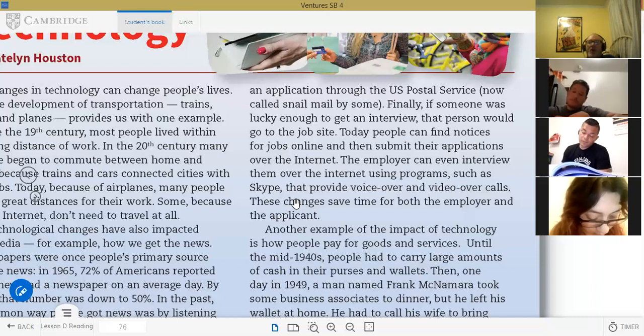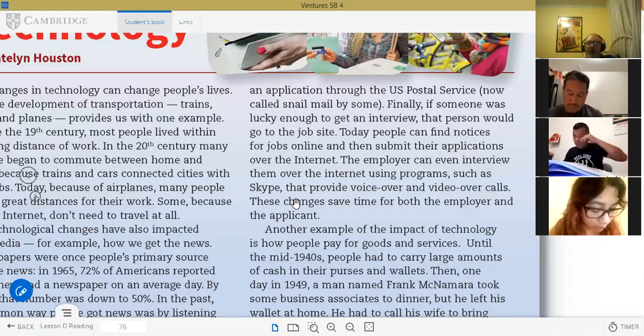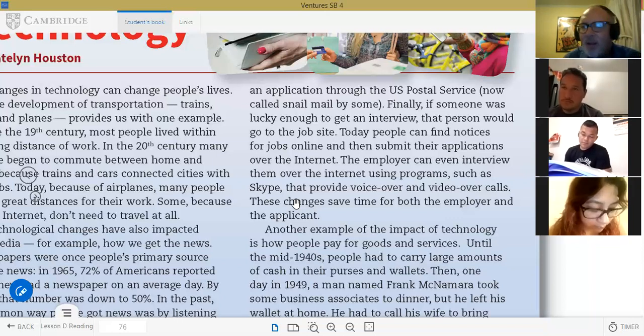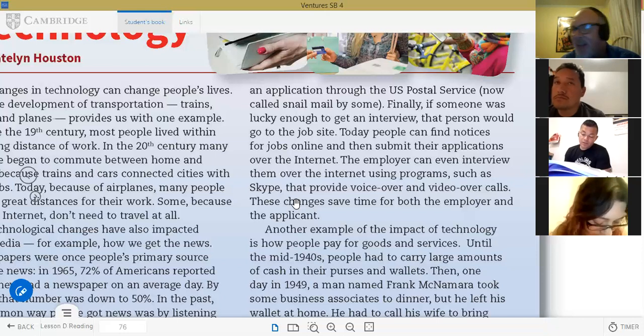Okay, so according to this, what did we used to do when we wanted to apply for a job? We used to go and apply. You either applied in person or mailed the application, right? I never mailed an application. You either applied in person at the store or you mailed the application to the place. Or mailed a letter saying you were interested in the job, right?